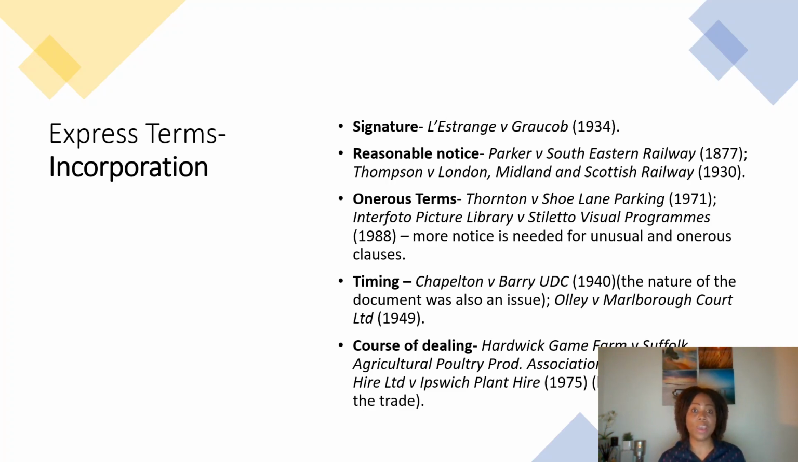Now, these tests include the issue of signature, the issue of reasonable notice of the term being given. The third issue is that the more onerous the term, then the more notice of it should have been given. And then the issue of timing, which is that a party is not expected to be bound by terms that they had no notice of at the time that they went into the contract. And then there's also the issue of course of dealing. There is a presumption that if a party has been dealing with the other party on certain terms over a consistent period, then for the reason of course of dealing, they're expected to have notice of the terms in question.